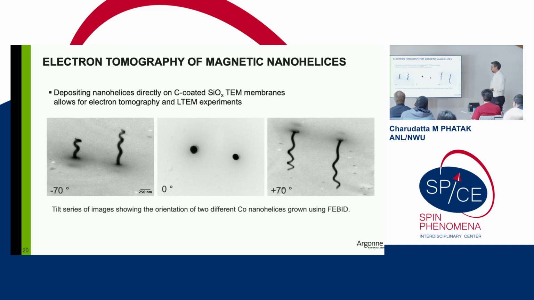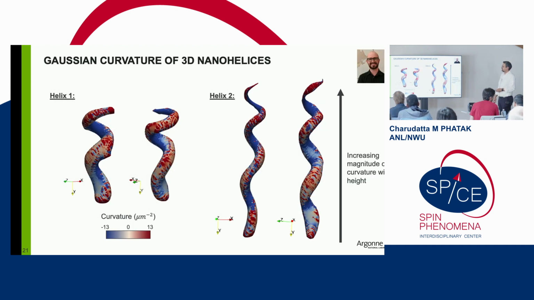And again, to understand whether that is actually the case, these were grown directly on TEM grids, and we did tomographic reconstruction. From that, we can map the Gaussian curvature as well as compute the helical curvature of these nanohelices. That does show that as a function of height, the overall magnitude of curvature does increase.